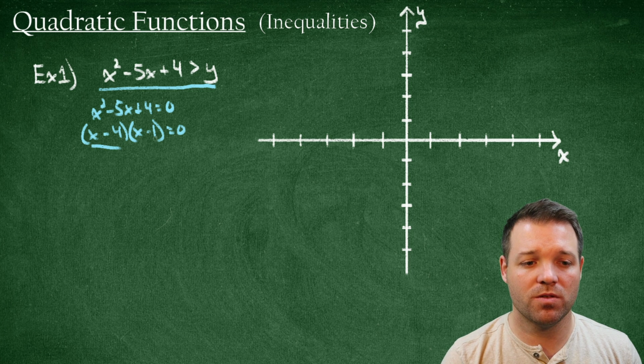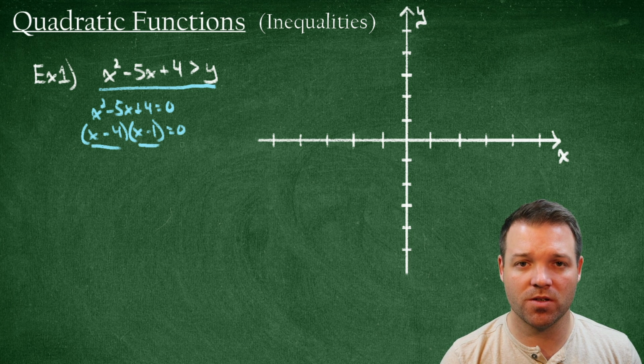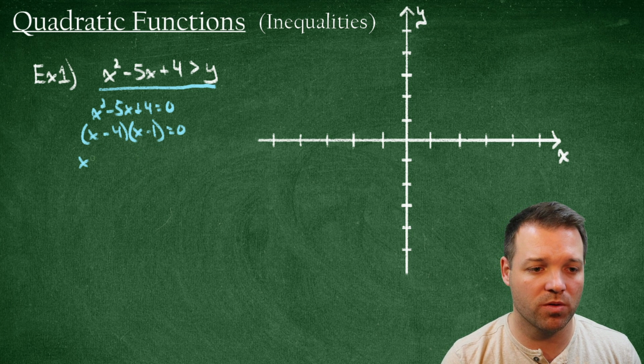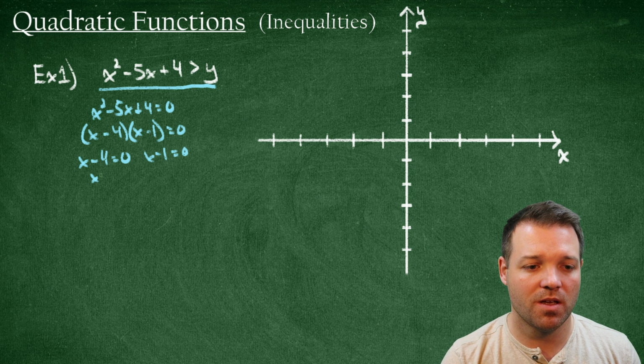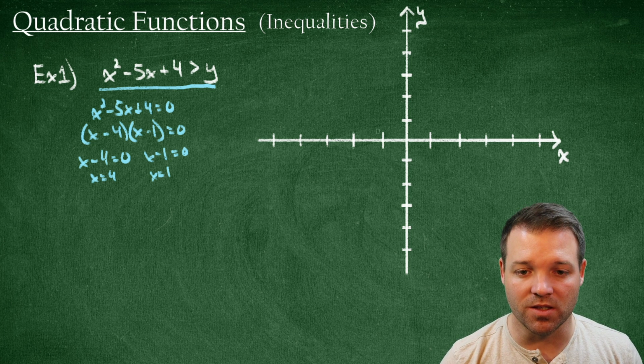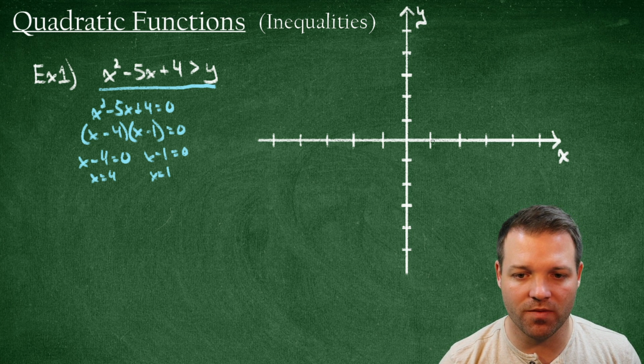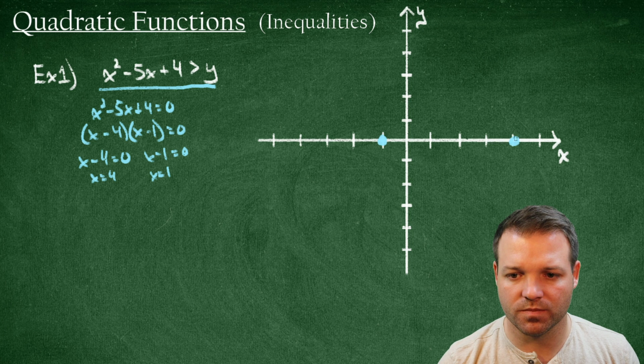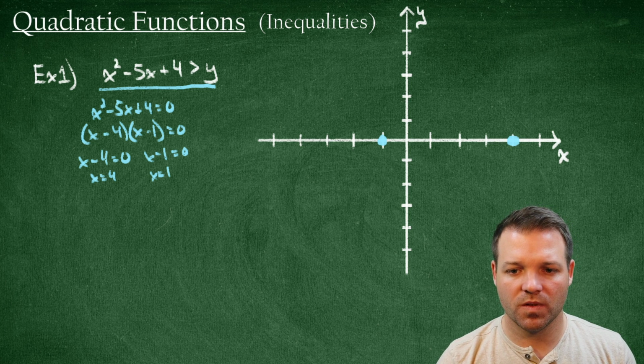And now I have two things multiplied by each other equal to 0, so that zero product property tells us I can separate them out and set them both equal to 0. So x minus 4 is equal to 0, and x minus 1 is equal to 0, which means x is equal to 4 and x is equal to 1. Those are the x-intercepts. So let's go ahead and plot those on here. So I have x is equal to 1, and x is equal to 4. 1, 2, 3, 4.